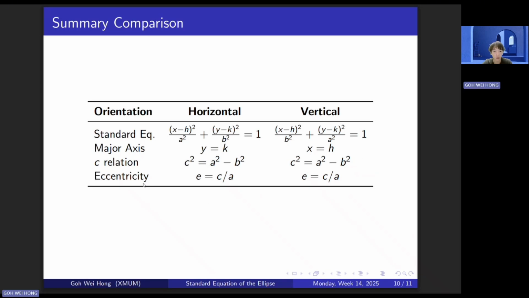And also we can see the eccentricity on horizontal is e equals c over a, and the vertical will be the same. And for the standard equation, horizontal and vertical, the difference between them is just that a and b change their location.